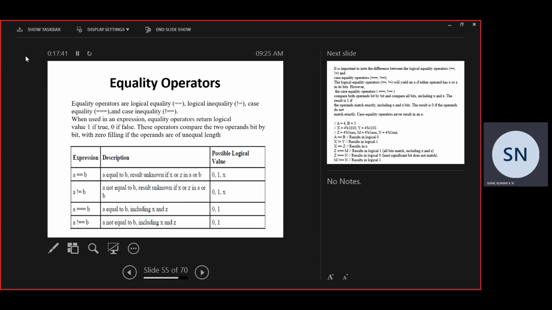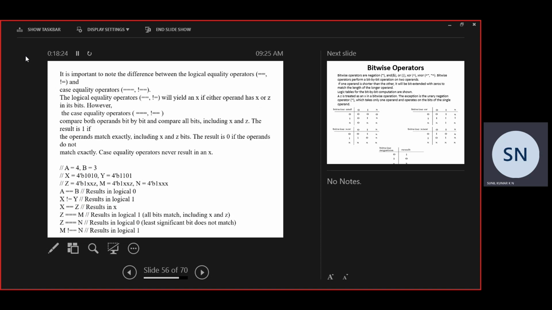Suppose a is 10zx and b is 10zx, then in all the bit positions the logical values are the same, so you will get 1 as the result. If one bit position is mismatching between a and b, then it will be 0. That means it will have only two outputs, 1 or 0. That is case equality, case equal and case not equal, including x and z. You can see in the description, including x and z, a must be equal to b. If a is not equal to b, including x and z, then the result is 0.